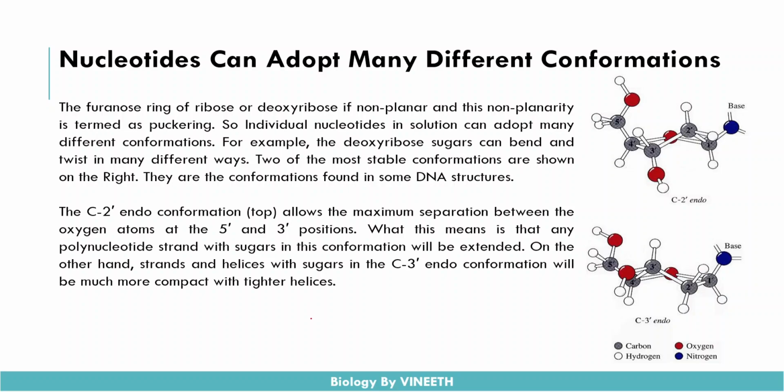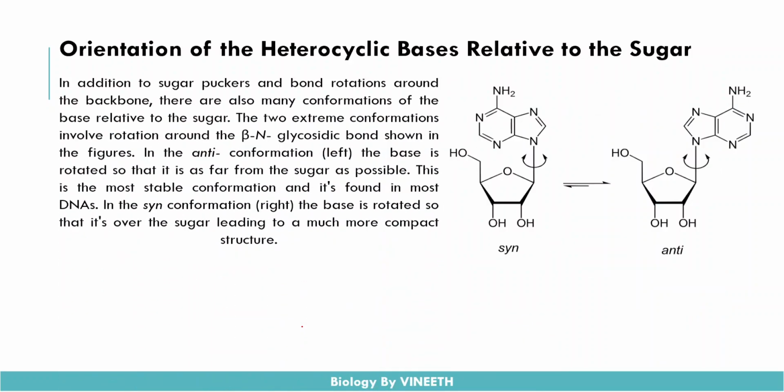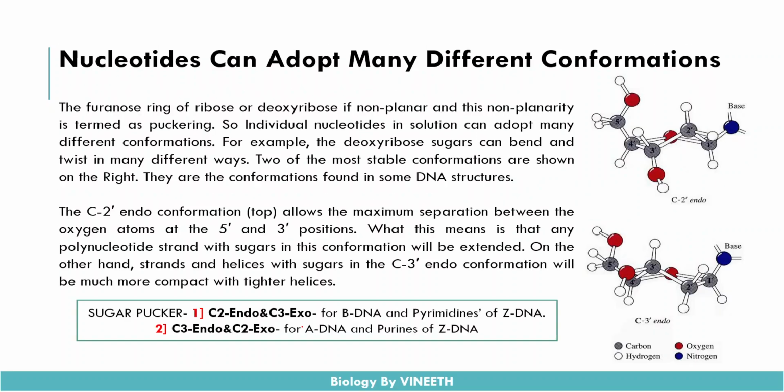That means, in sugar puckering, out of the 5 atoms present in the ribose sugar, 4 will be in the same plane, and one atom will always be out of the plane. So it distorts the planarity of the molecule. Due to this distortion, the ribose will have non-planarity.